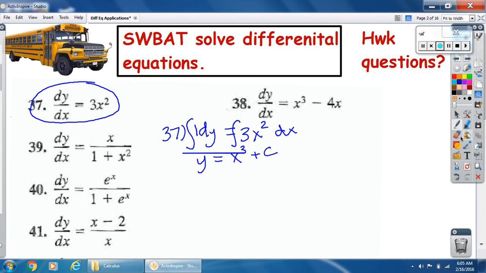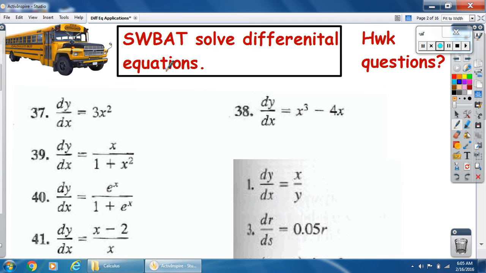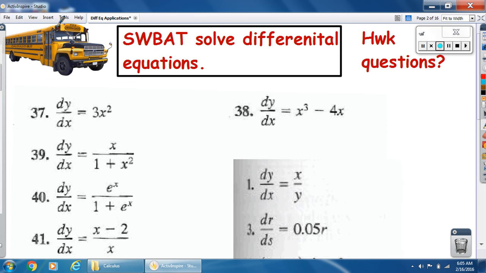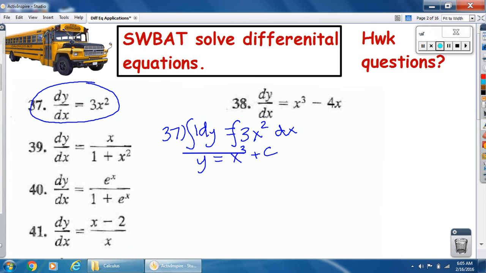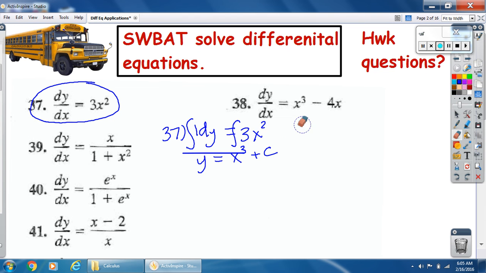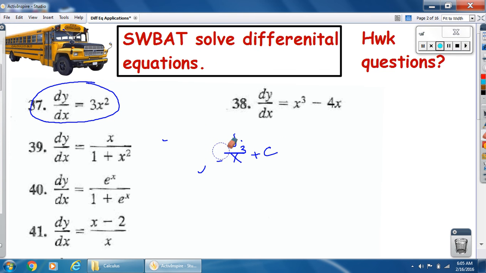All right, let's take a look at number 39. Let me just undo that. Edit, undo, and erase that. Next problem is number 39.